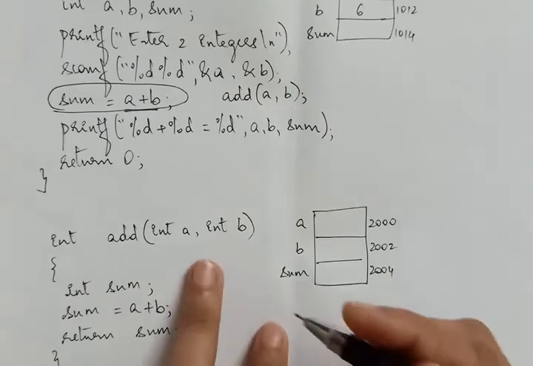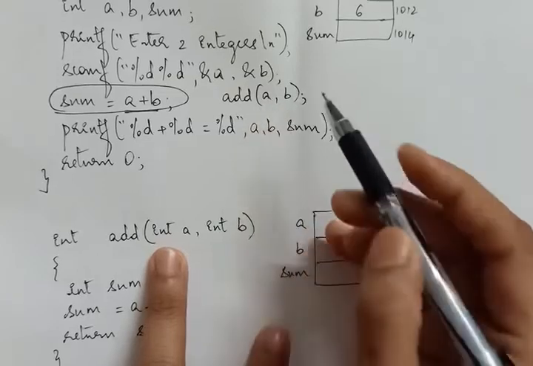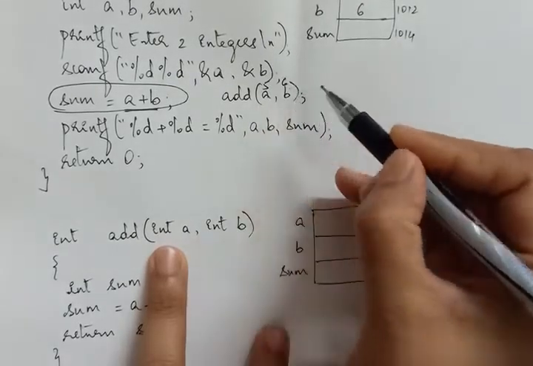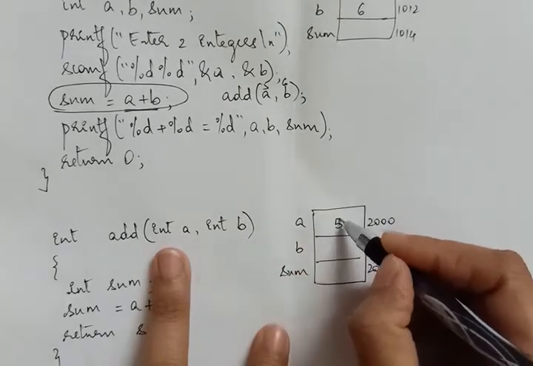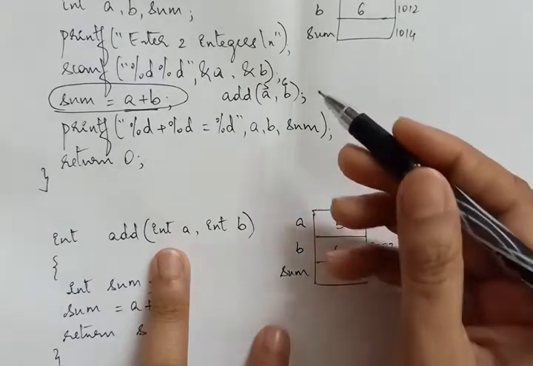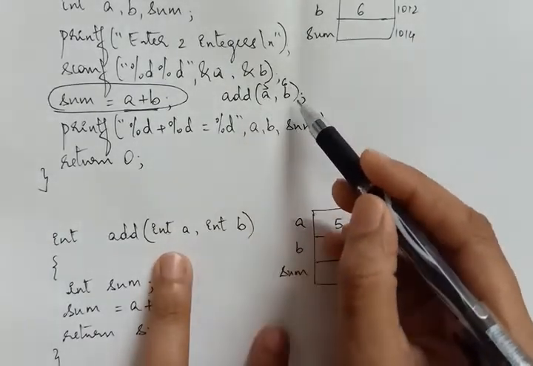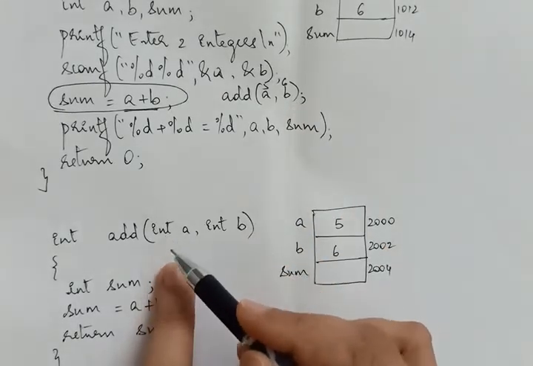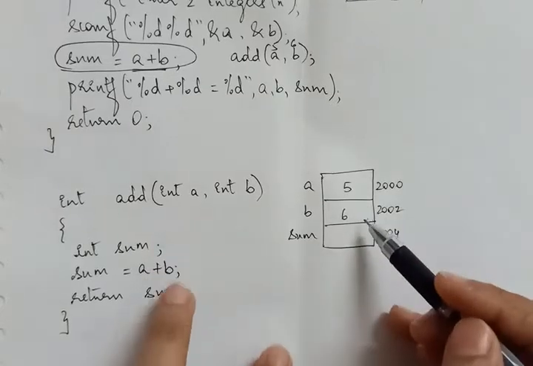So now what's happening, int a, int b. So here what are you passing? 5 and 6 is passed. That 5 and 6 will be copied to this a and b location. So that's what is happening when you call a function. The actual parameter values are copied to your formal parameters. So 5 and 6 is stored here.